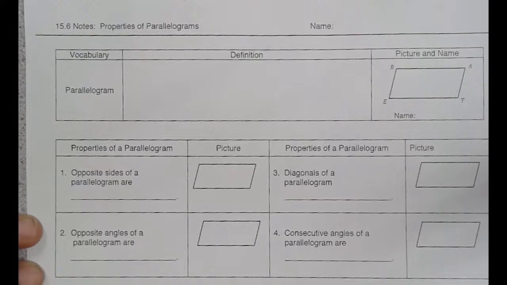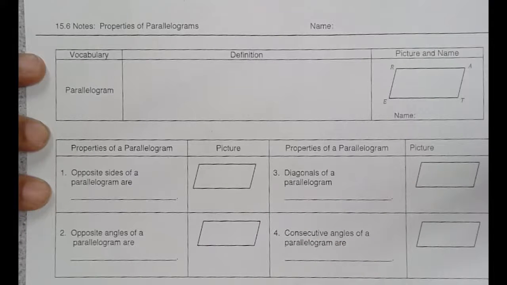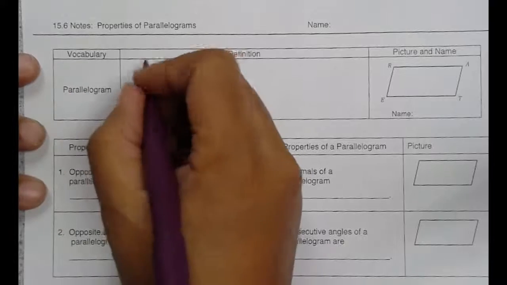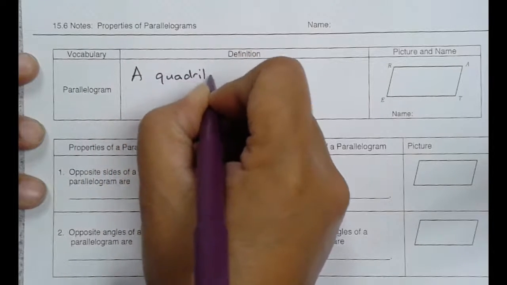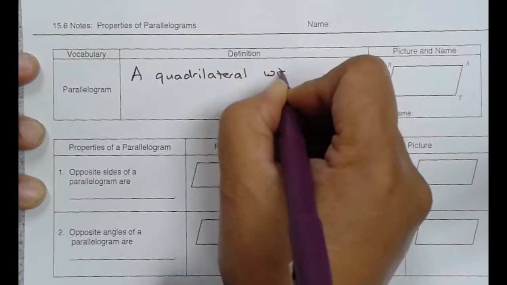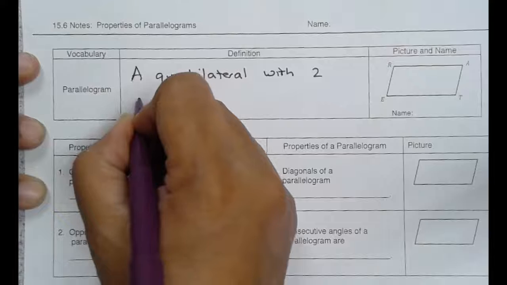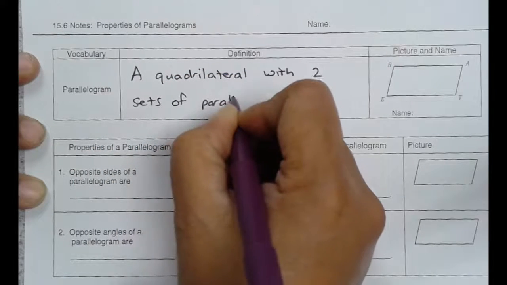Okay, we're going over the 15.6 notes, properties of parallelograms. Basically, in order for us to go over these properties, you need to know what a parallelogram is. A parallelogram is a quadrilateral with two sets of parallel sides.